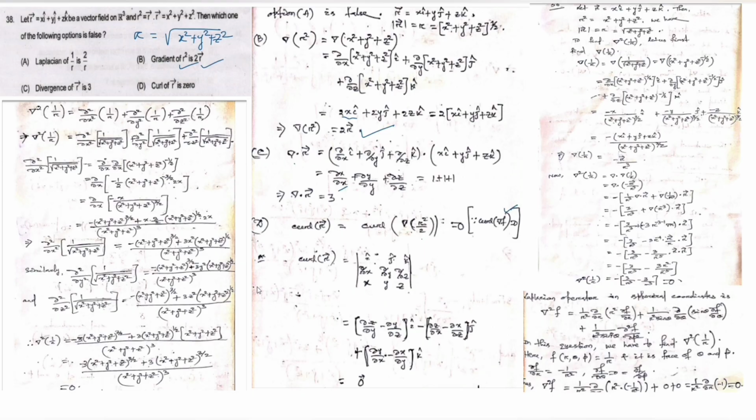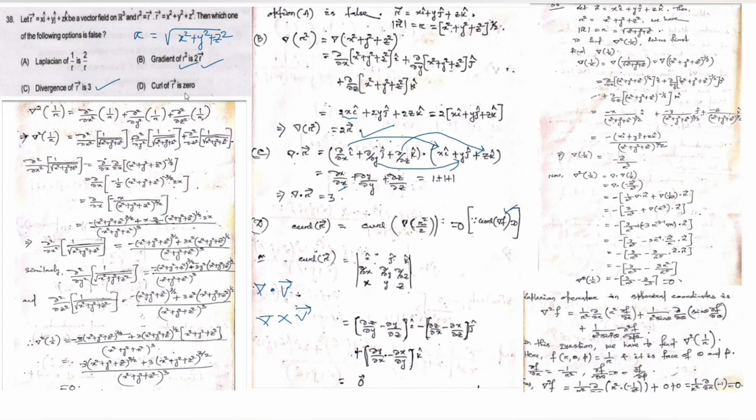Divergence of any vector v is written as the nabla operator or del operator, del dot v, and curl of any vector v is nabla cross v vector. So here to calculate the divergence, we have to calculate the dot product of nabla and the r vector. You can see if you take the dot product, we have the partial derivative of x with respect to x plus partial derivative of y with respect to y plus partial derivative of z with respect to z, which is 1 plus 1 plus 1, which is equal to 3. So option C is also true.